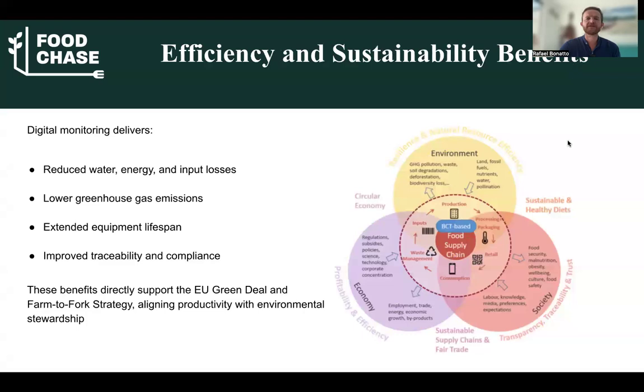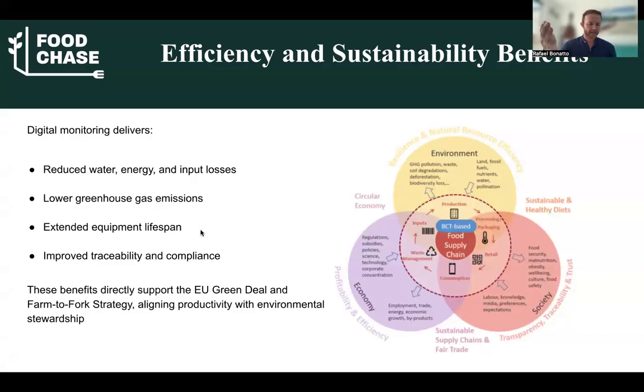The other chapter: efficiency and sustainable benefits. Digital monitoring delivers reduced water, energy, and input losses. Perfect. Lower greenhouse gas emissions because you're using the energy, the water, the product itself wisely. Extended equipment lifespan, that's what you want. If you have maintenance beforehand, you actually save the ball bearings from having problems. Just a quick example.